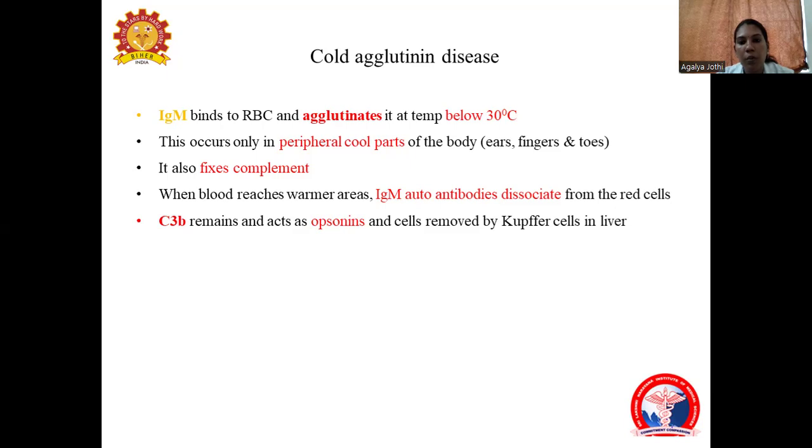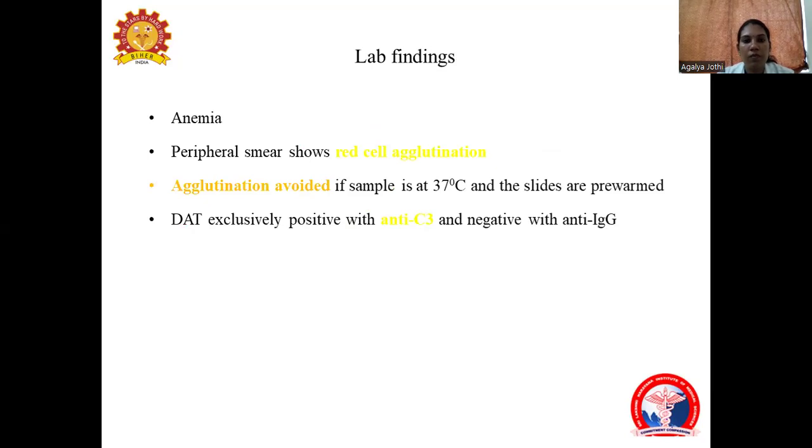IgM autoantibodies dissociate from the red cell. The C3b remains and acts as an opsonin, and the cells get removed by Kupffer cells in the liver. So the laboratory findings will be anemia, and the peripheral smear shows red cell agglutination. Agglutination is avoided if the sample is incubated at 37 degrees Celsius and the slides are pre-warmed. Direct antiglobulin testing is usually positive with anti-C3 and negative with anti-IgG.